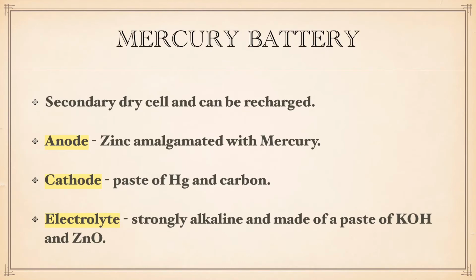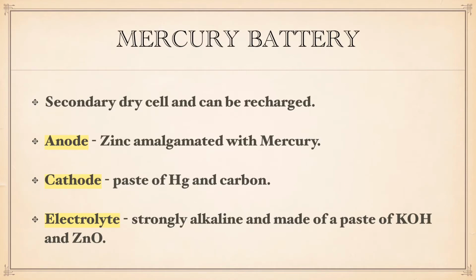Next cell is the mercury cell. This is a type of secondary dry cell which can be rechargeable. Here the anode is zinc amalgamated with mercury. The cathode is a paste of mercury and carbon. The electrolyte is strongly alkaline and made of a paste of KOH and zinc oxide. KOH is potassium hydroxide.